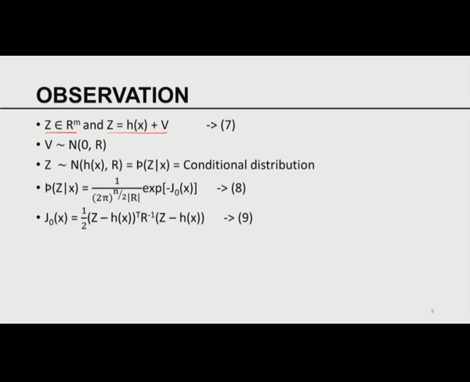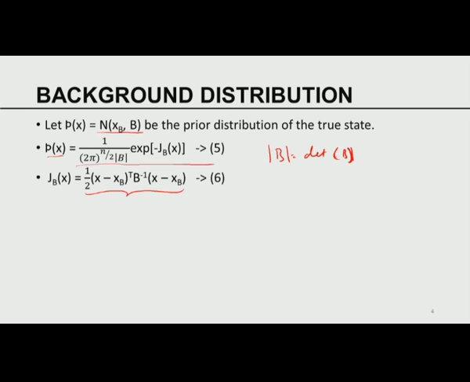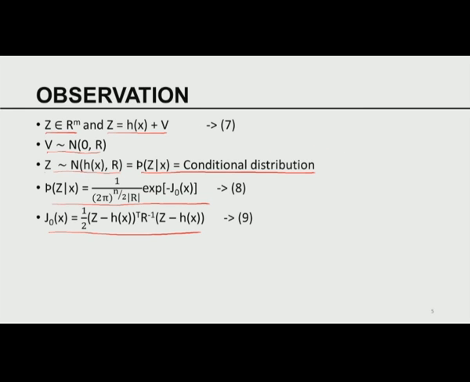Z is equal to h of x plus v. Z contains information about the state, so it is the indirect measurement of the state. I am going to assume V is normally distributed. So because of the additivity, because of the uncorrelated nature of X and V, the conditional distribution P of Z given X is given by this distribution, where Jo is given by this. You can see the relation between 5 and 6 and the relation between 8 and 9.